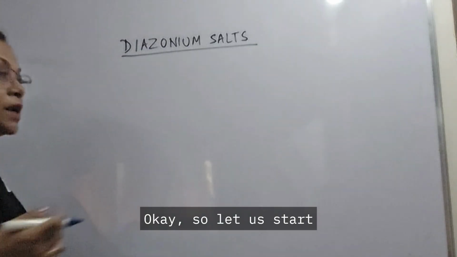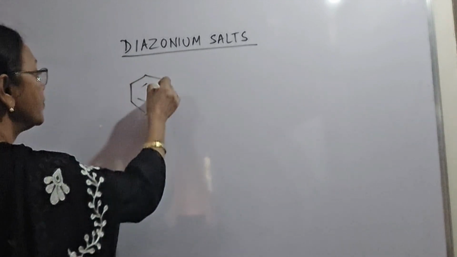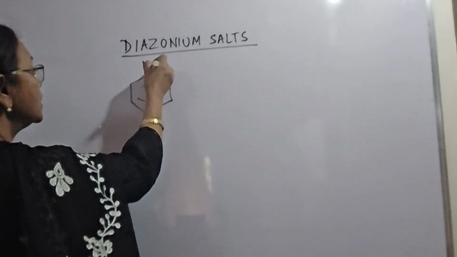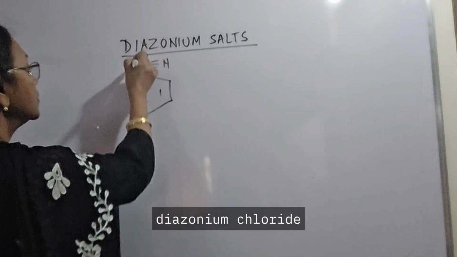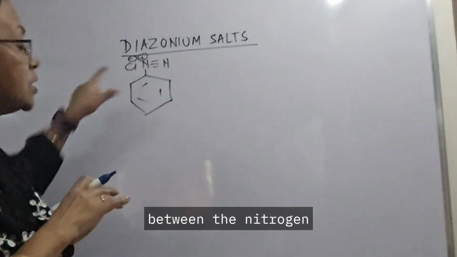We will discuss what diazonium salts are, how they are formed and their reactions. Okay, so let us start. So this is benzene diazonium chloride. There is electrostatic force of attraction between the nitrogen and the chlorine.